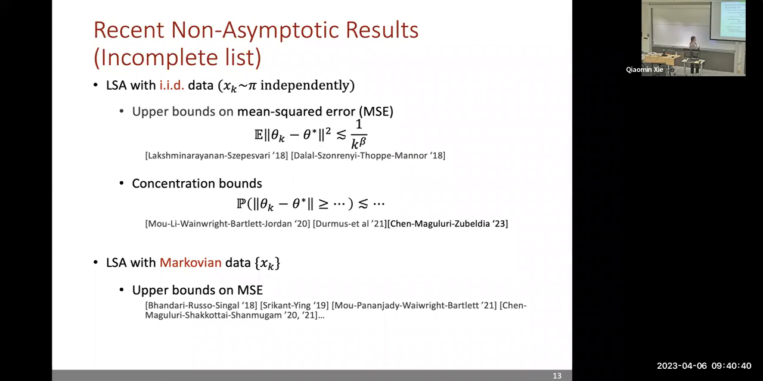Prior work also considers this practical setting, including the seminal work by Lei and Strickland on TD learning analysis. Most of the results from this paper try to give an upper bound on the MSE. Like in the i.i.d. setting, it typically also provides an upper bound on the mean square error.